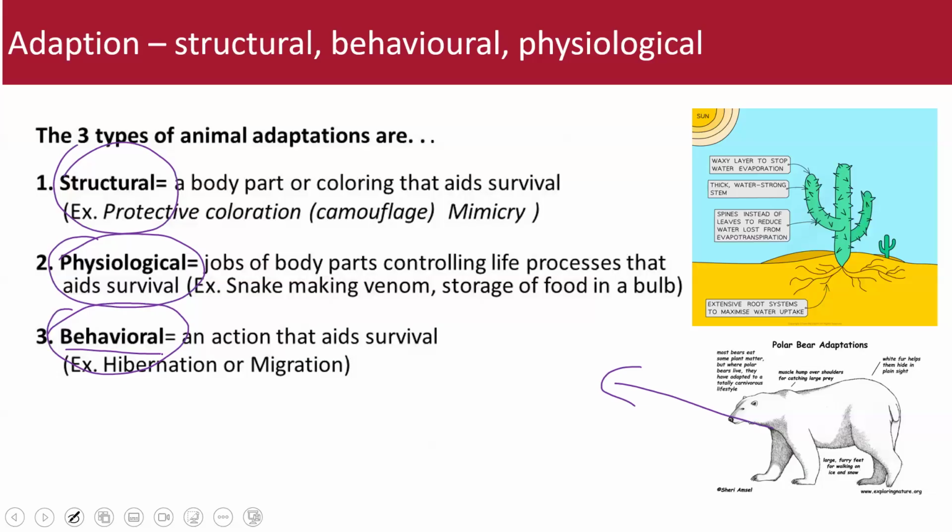So if it's structural, what it looks like, you're talking about it being white. If it's physiological, it could be the layers of fat. It could be the large feet for spreading the weight across the top of the snow. If it's behavioral, it could be hibernation, where it goes to sleep for 5 or 6 months of the year. So just have a little look at what they're actually asking for: if it's structure, the physical part of it, or its behavior.